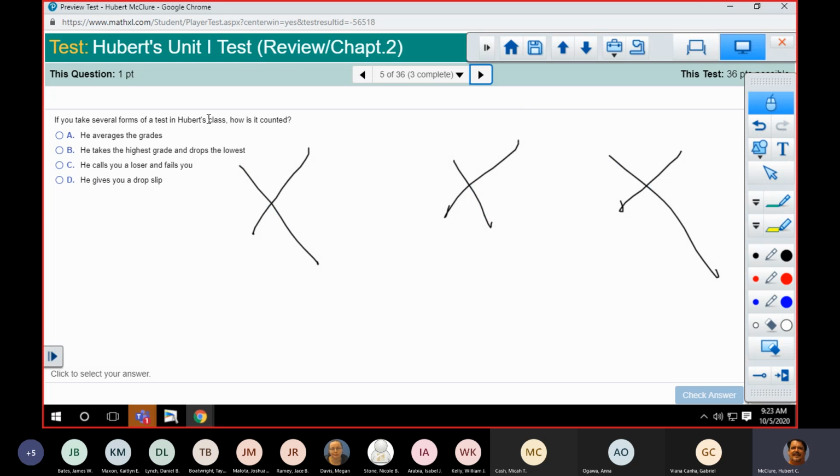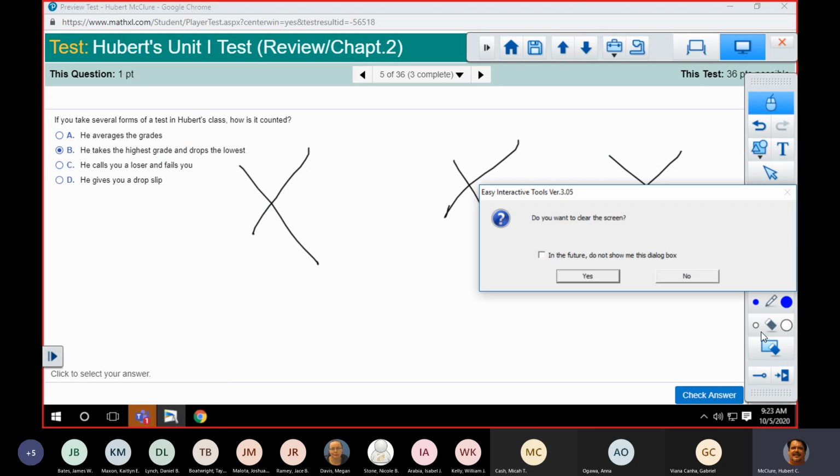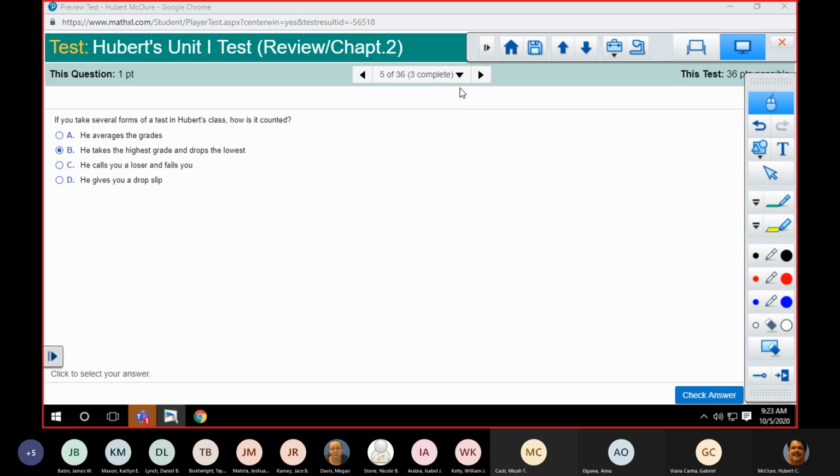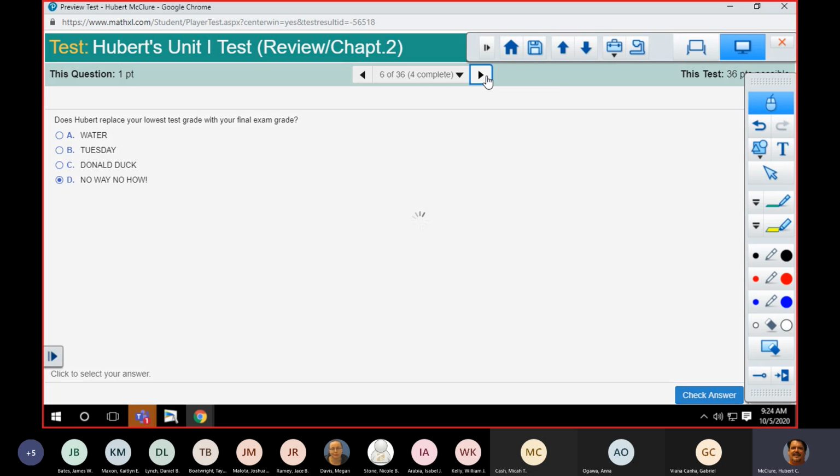If you take several forms of a class of test in Hubert's class, how was it counted? He takes the highest. No way, no how. I do not replace any grade with your final exam.